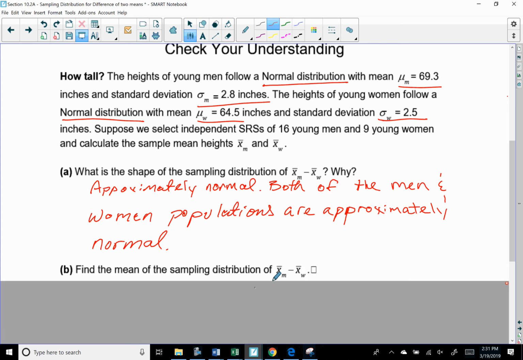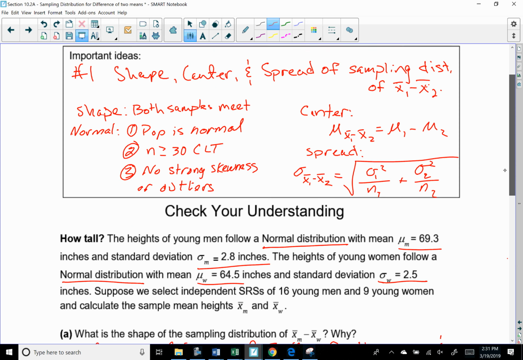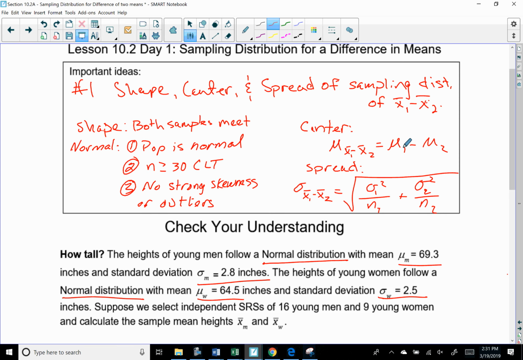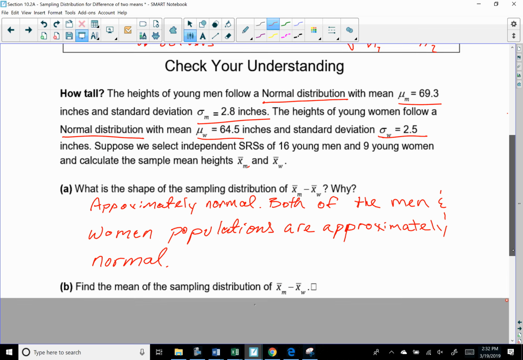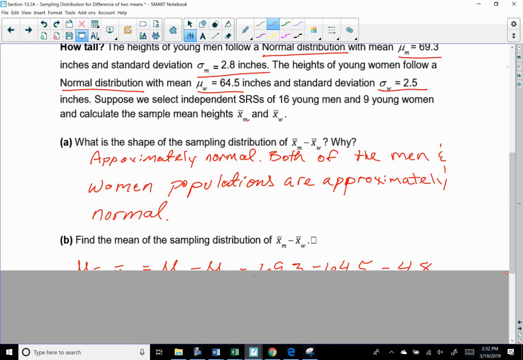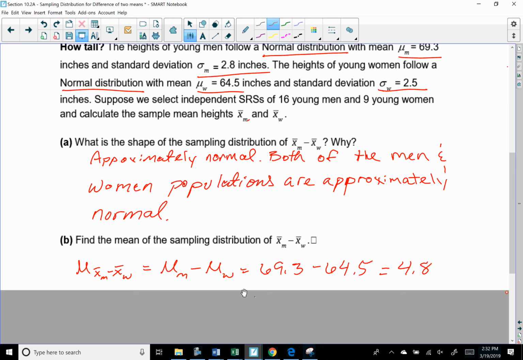B, find the mean of the sampling distribution. What do we say up here, right? This is according to what we learned about sampling distributions. So the mean of the sampling distribution for x bar 1 minus x bar 2, or in this case, x bar m minus x bar w, is equal to the population mean for one population minus the population mean for the other population. So in our case, 69.3 minus 64.5 gives us a mean difference of 4.8.